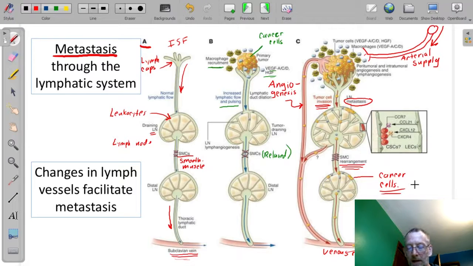The next lecture we'll talk about some basic functions of the immune system, some basic pathologies, and then an introduction to the innate or non-specific immunity. So we'll pick that up shortly.